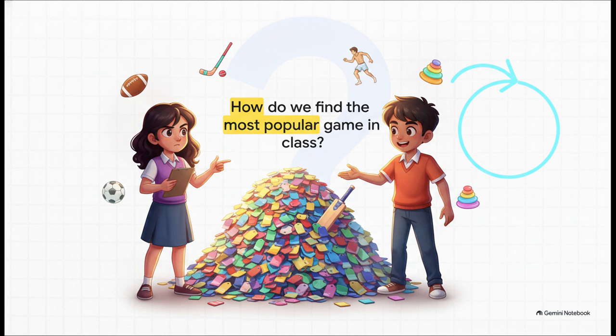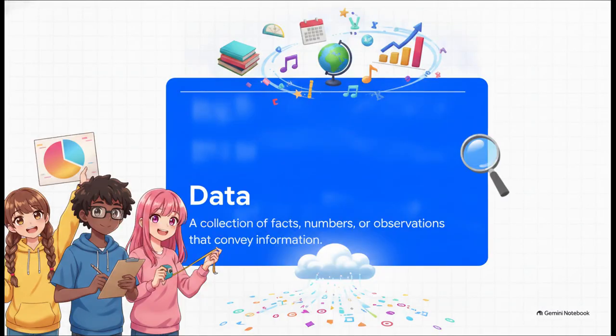They end up with this huge, messy list of names. Kabaddi, hockey, football, Satolia, cricket, just all jumbled together. Looking at that raw, mixed-up list, it's really hard to tell which game actually wins. But this messy list is our raw material. And that brings us to our very first major clue. What Navya and Naresh just collected is called data.